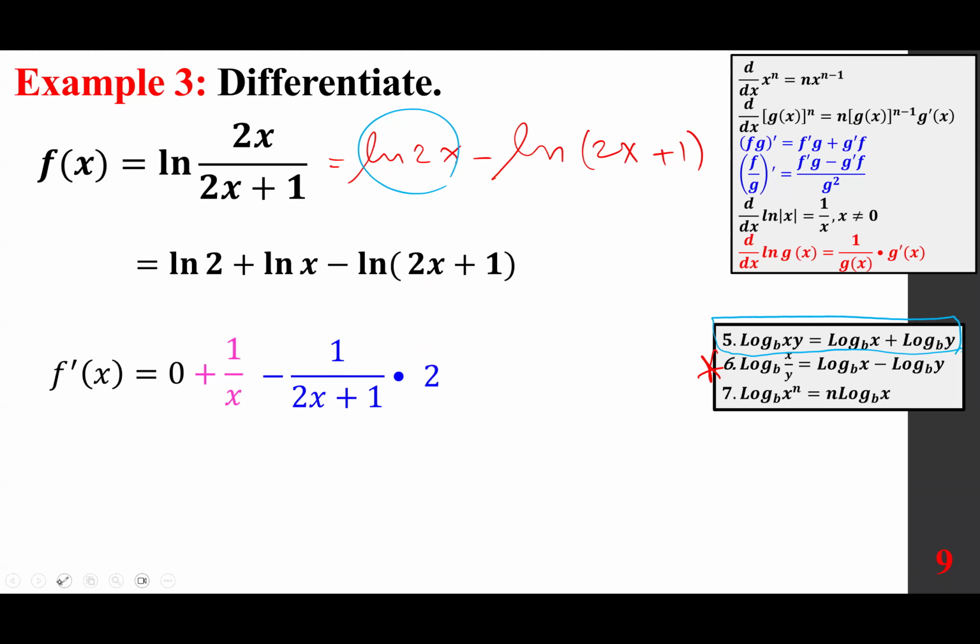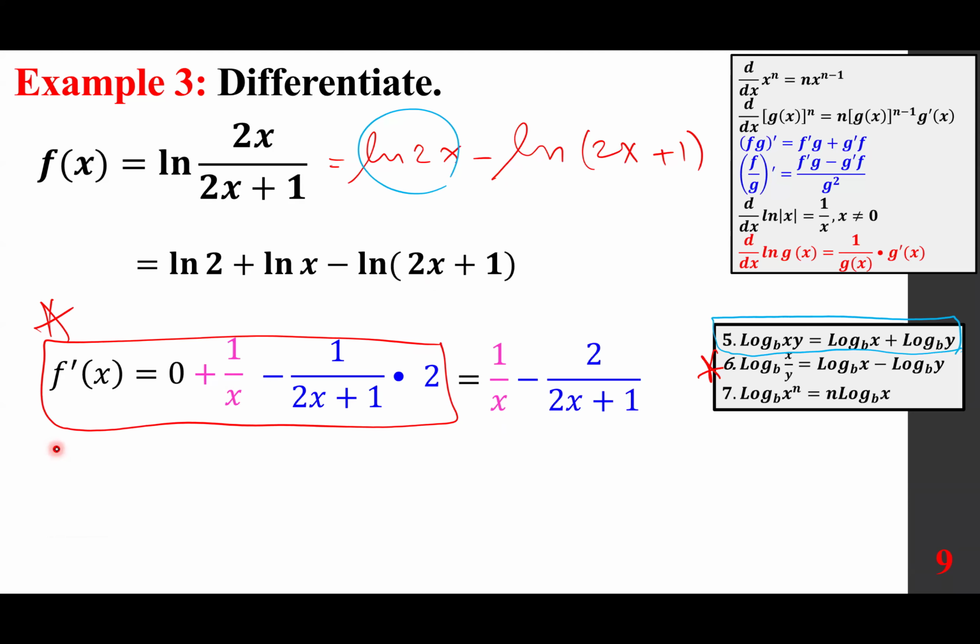And believe it or not, this is the only calculus step. Everything else is algebra, logarithmic properties from algebra. So I'm going to rewrite this so it becomes clear that we have 1 over x minus 2 over 2x plus 1.